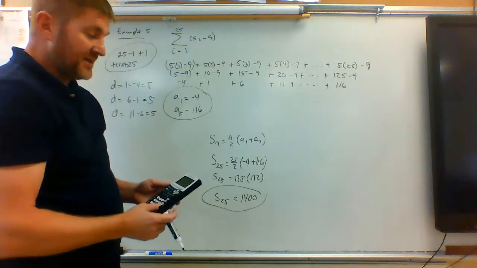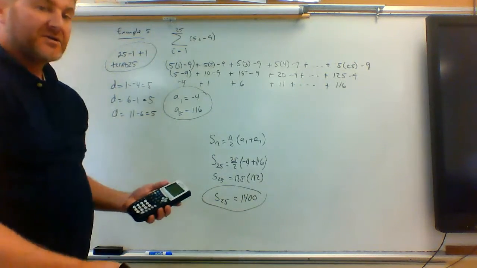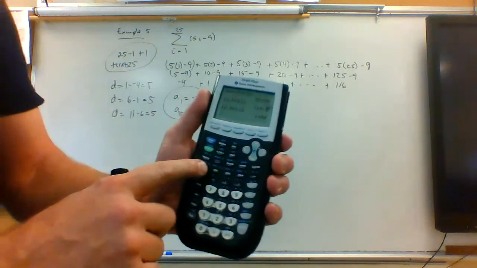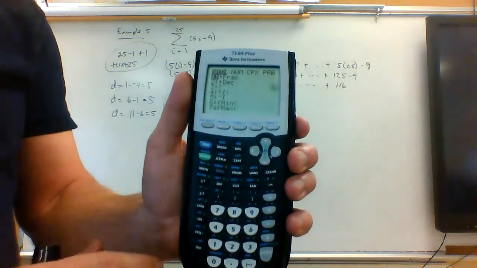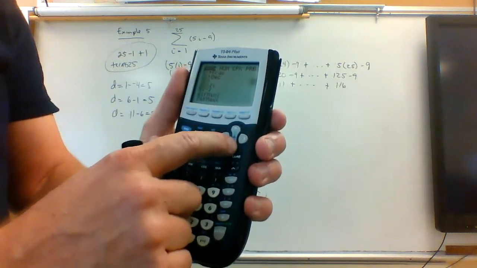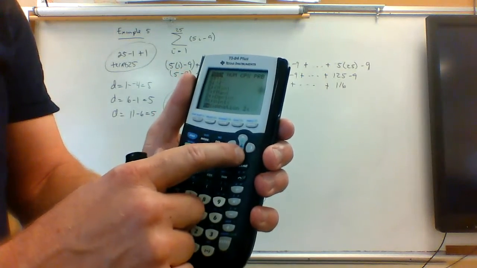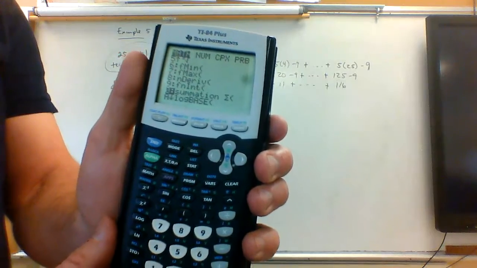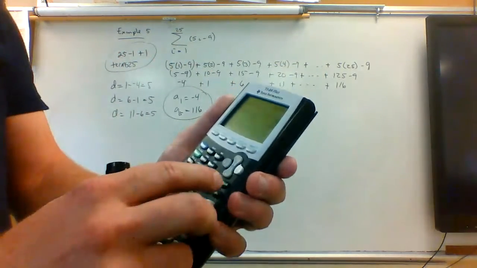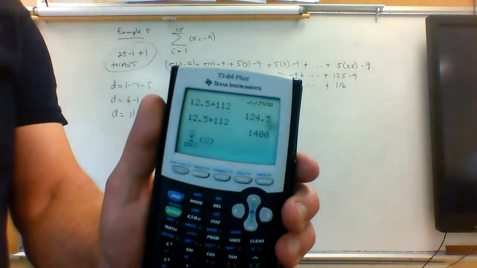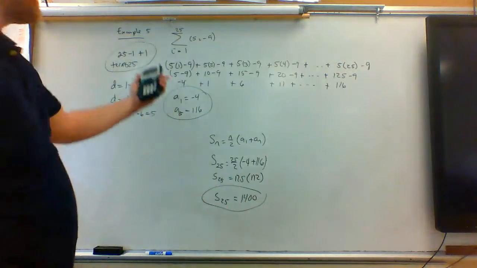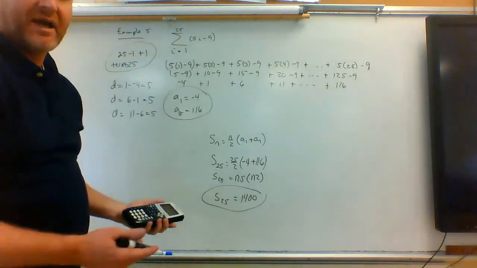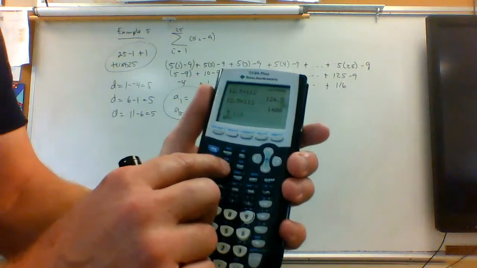Now, there is a button on the calculator that does this. If you take a look here, you can hit the math key and go all the way down to summation, which is choice 0. Hit enter, and it gives me this right here to fill in. Now, it uses the letter i here. Listen, I'm just going to use x for the variable.